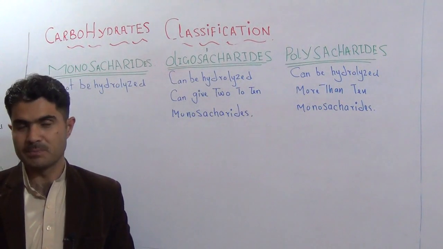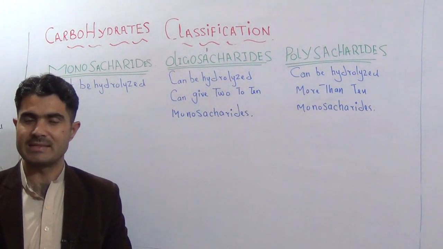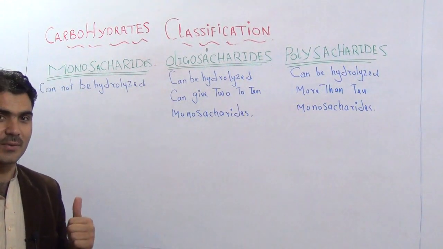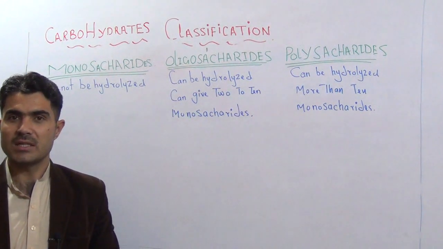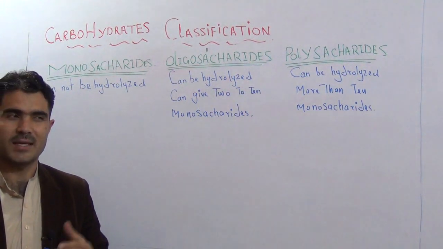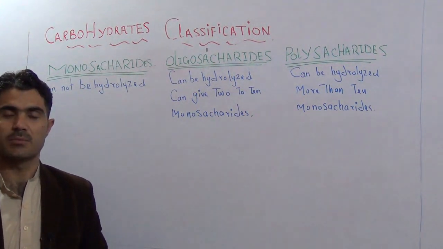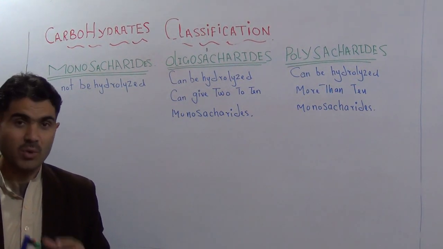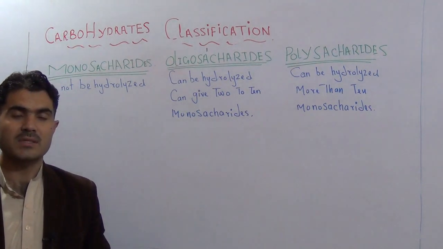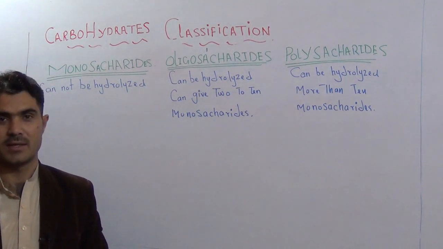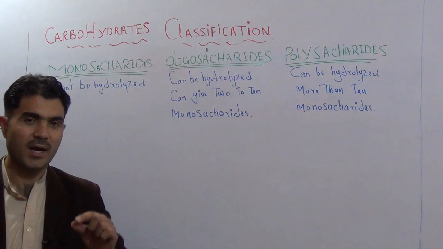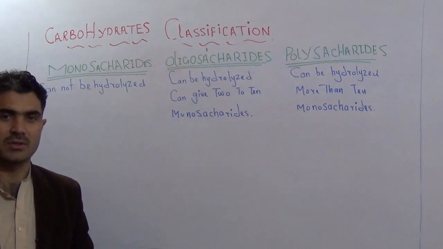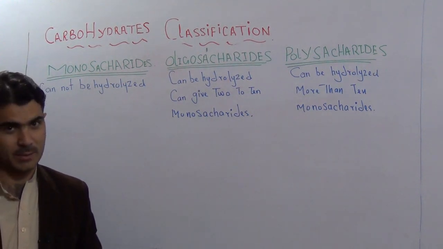Carbohydrate classification. We classify carbohydrates in 3 categories. The names are mentioned on the whiteboard. The first category is called monosaccharide, second one oligosaccharide, and third one is polysaccharide. In order to understand the classification of carbohydrates, we must know the hydrolysis, because this is the word hydrolysis that will help us to understand the definition and the concept of these 3 types of carbohydrates.